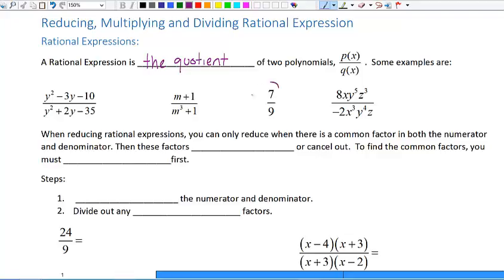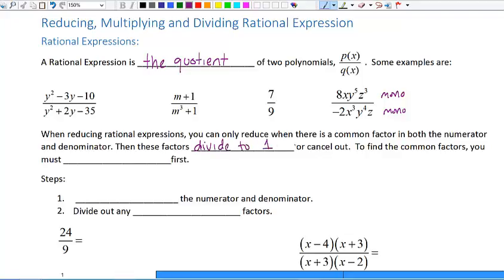Even 7/9, some students might not think 7/9 is a polynomial, but 7, even though it's a number, classifies as a polynomial. And even the last one, where we have a monomial over a monomial, is a subcategory of polynomial, so this all works. So when reducing rational expressions, you can only reduce when there is a common factor in both the numerator and the denominator. Then these factors can divide to 1 or cancel out.